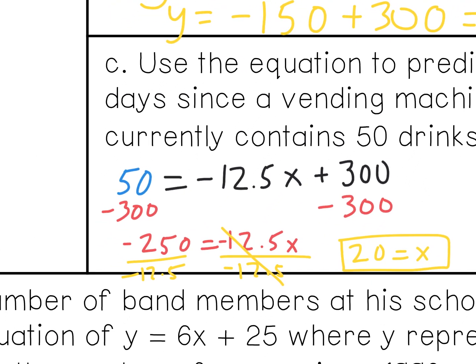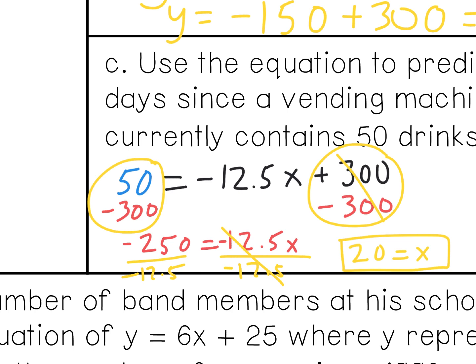Okay, sorry, 300. So first thing I have to do to get x by itself is to remove the 300 from both sides. Remember in math, what you do to one side, you do to the other. So this goes away now, and we're left with 50 minus 300, which is 250. So 250 equals negative 12.5x. How do I undo multiplication?